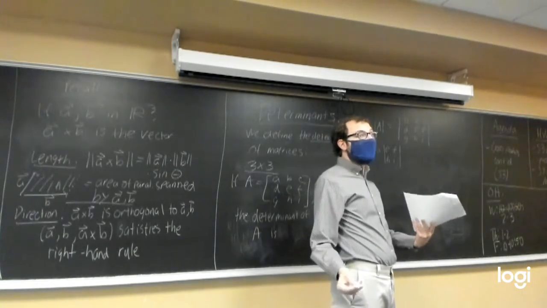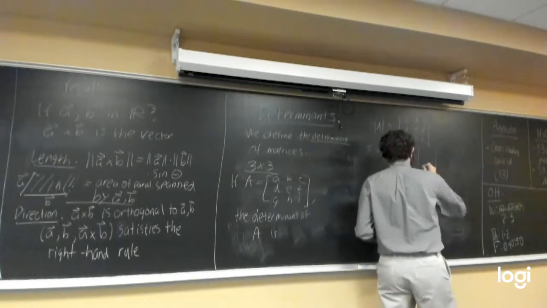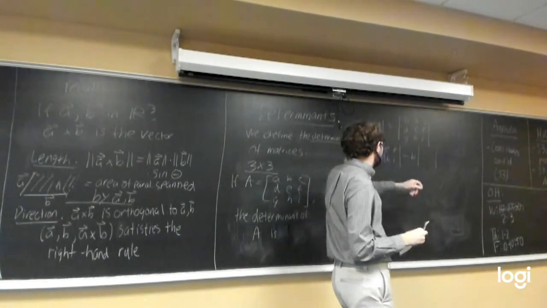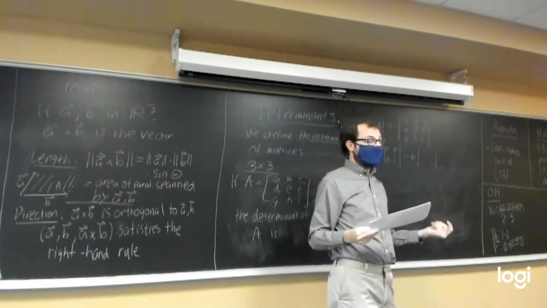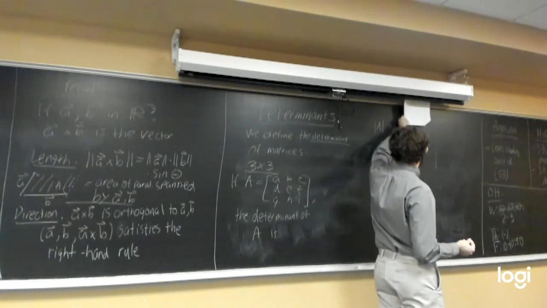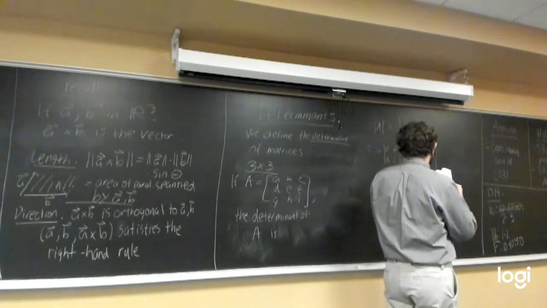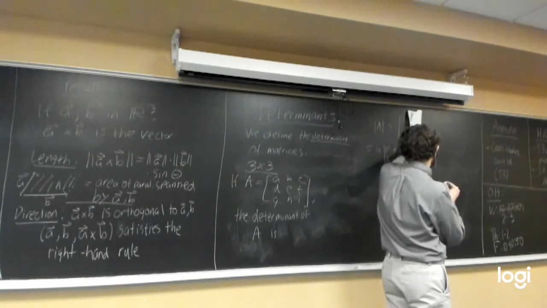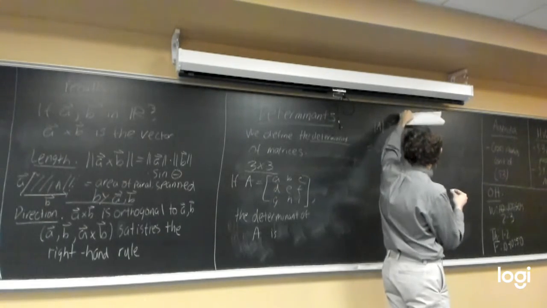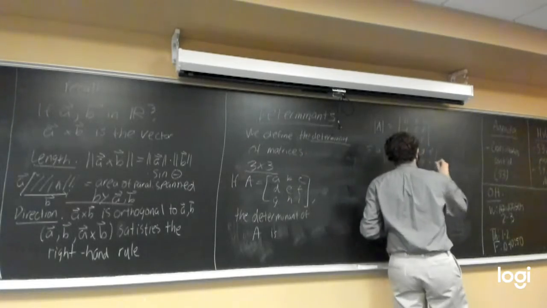And we're going to subtract from that b times the determinant of the 2 by 2 matrix we would get if we took away the row and column with b in it. So if we took away the top row and the middle column, what we'd be left with is d, f, g, and i.